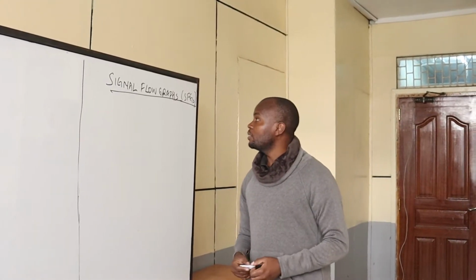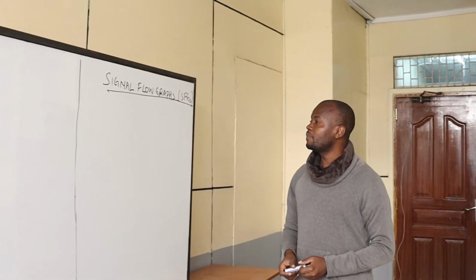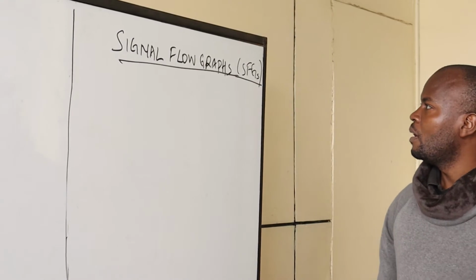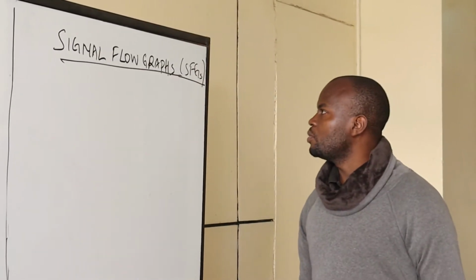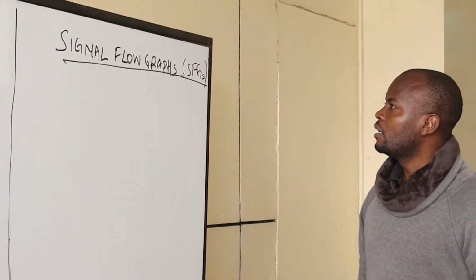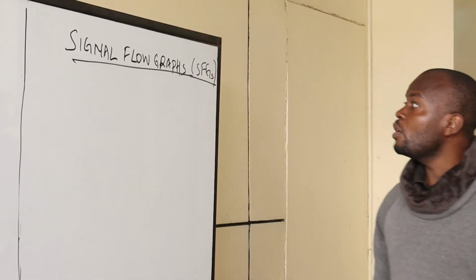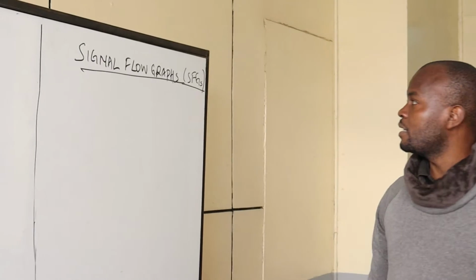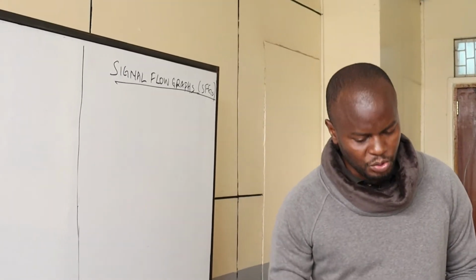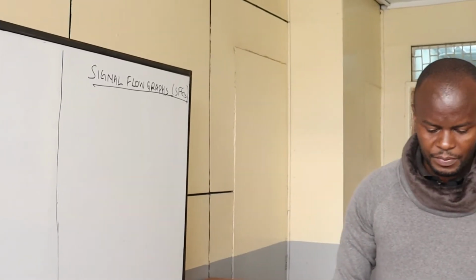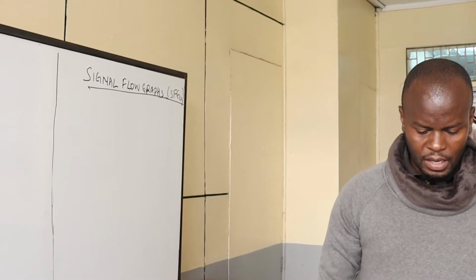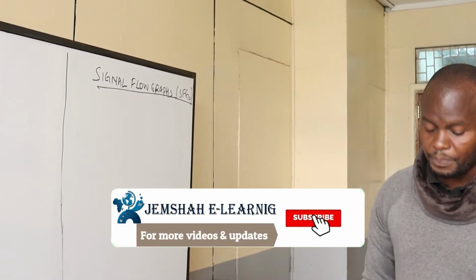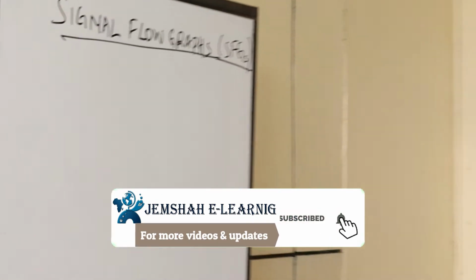Welcome to another session in control systems, and today we are going to look at signal flow graphs. From our previous tutorial, we looked at block diagrams, and signal flow graphs are related to block diagrams. You'll find that in most cases, the most extensively used graphical representation of a feedback control system is the block diagram.